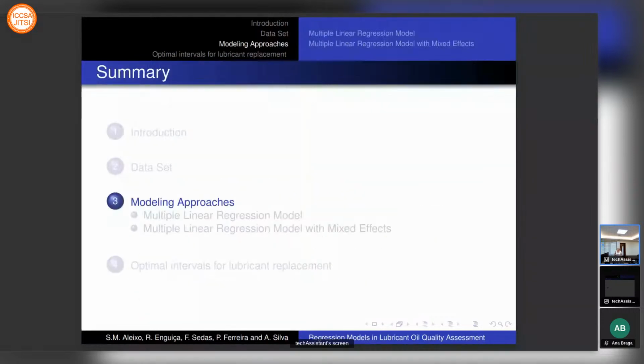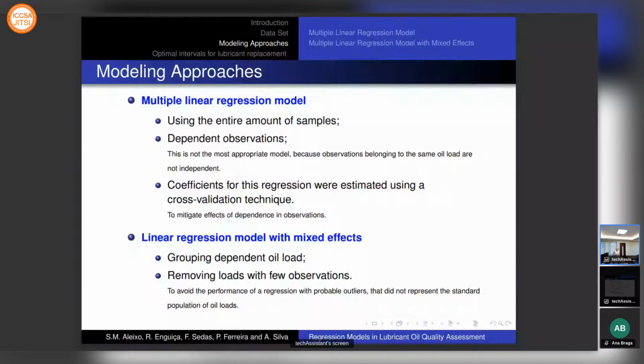We are going to apply two modeling approaches. The first one is the multilinear regression model, using the entire amount of the sample, but we have a problem because this is not the most appropriate, since observations belonging to the same oil load are not independent. So the coefficients for this regression were estimated using a cross-validation technique to mitigate the effects of this dependence. The other approach is the linear regression model with mixed effects. We group the dependent oil loads and remove loads with few observations.